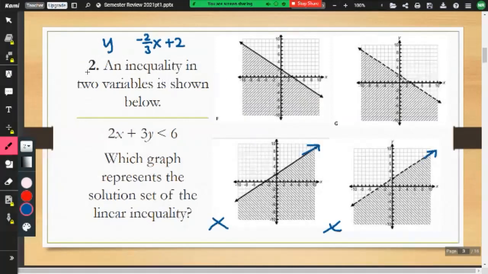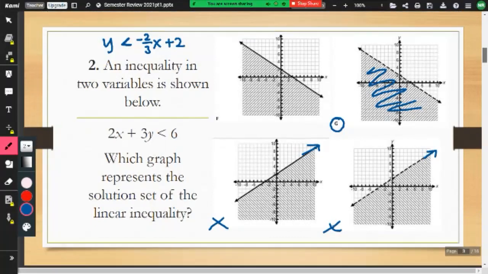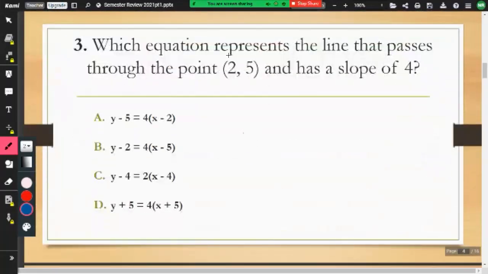Is my inequality underlined or not? It's not, so it's dotted. So I don't even have to know which way it's pointing to know what the answer is. But what was the inequality in the final answer? Did I have to flip it? No, so it was still less than. Less than means to shade below, so even more reason to pick G. But you should have already graphed that on your own paper. Questions on this one? All right, number 3.